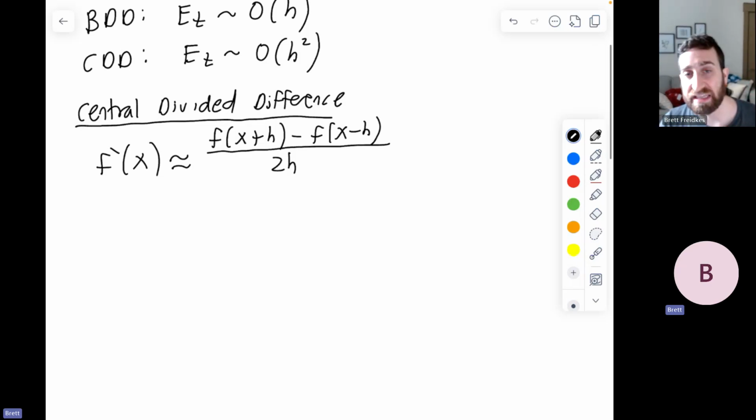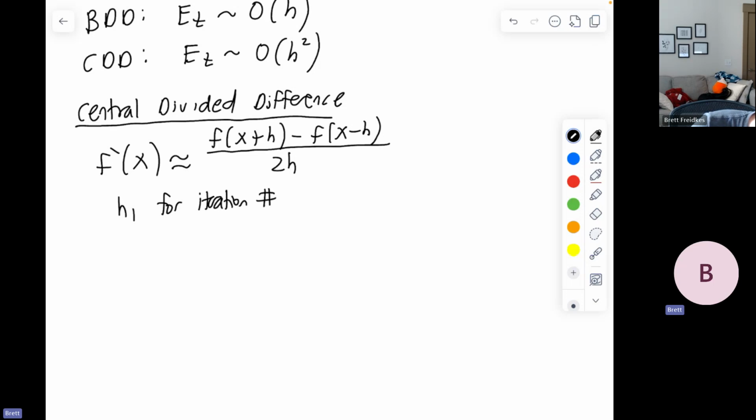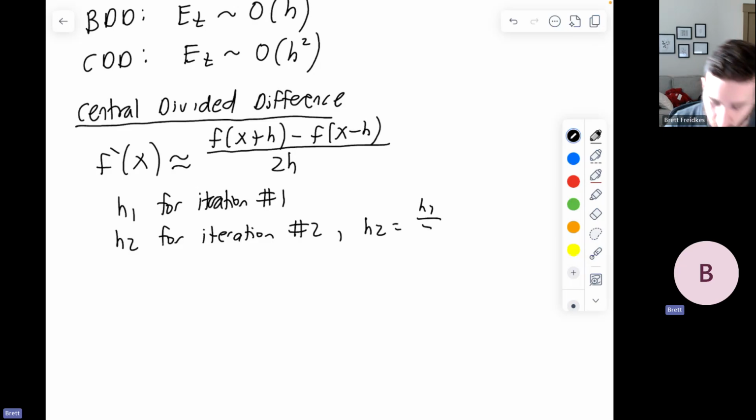So let's say that I have two iterations at hand. I'm going to say that we'll use some h1 for iteration number 1, and I will do h2 for iteration number 2, where h2 is equal to half of h1.